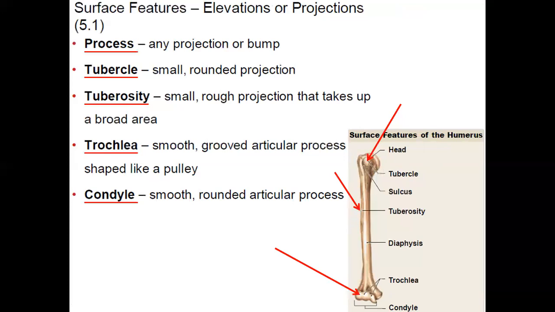A tuberosity is a smaller version of a tubercle. So it's a small rough projection that takes up a pretty broad area. On the humerus, you have a tuberosity right here. This whole broad, rough bump right there is called the deltoid tuberosity.